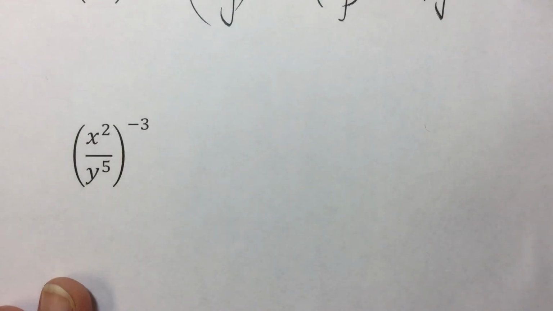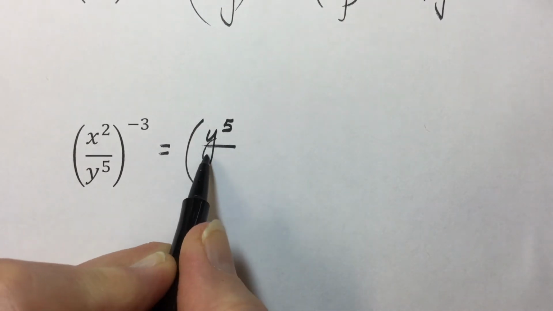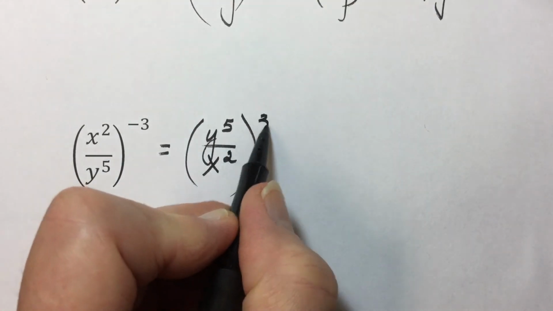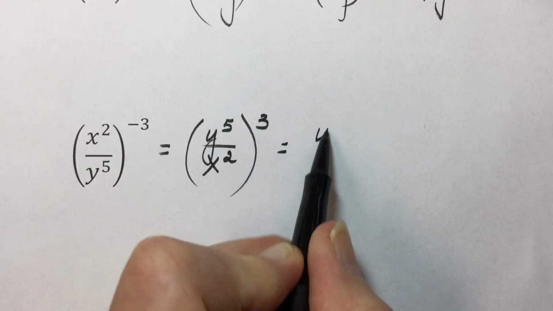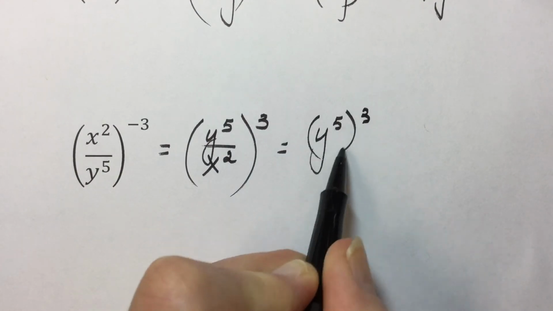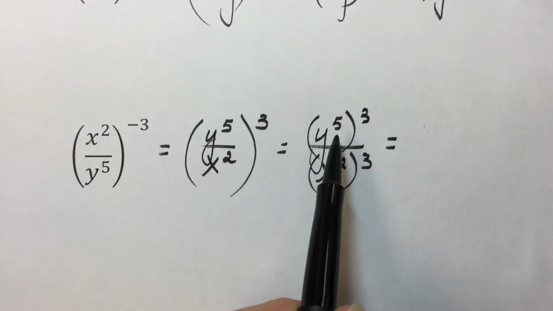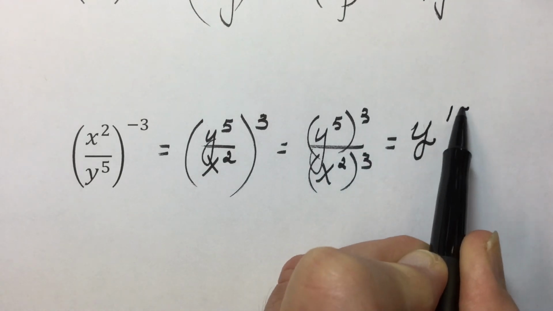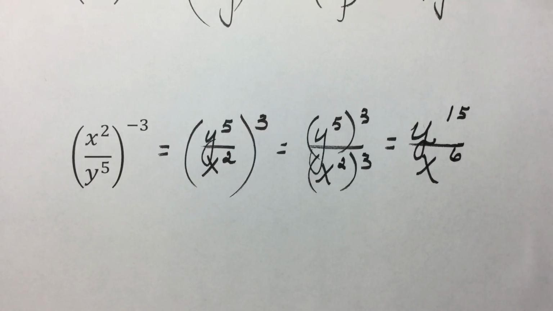In this next one, we have a quotient again raised to a negative exponent. To eliminate that negative exponent, we are going to take the reciprocal of that fraction, which means the numerator becomes the denominator and the denominator becomes the numerator, and we've eliminated the negative exponent. Now we'll raise this quotient to a power by raising the numerator to that power and the denominator to that power. Multiplying exponents, because we have a power raised to a power using the power rule, this simplifies into y to the 3 times 5, 15th power, over x to the 2 times 3, or 6th power, for simplification of this expression.